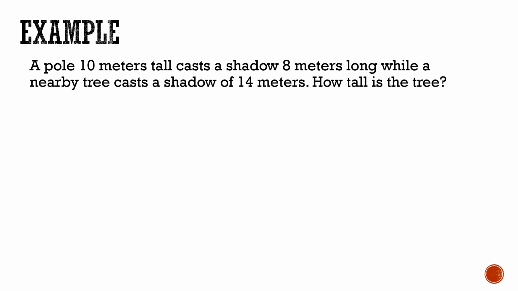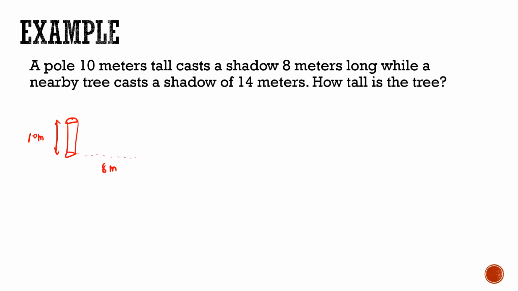A pole 10 meters tall casts a shadow 8 meters long, while a nearby tree casts a shadow of 14 meters. How tall is the tree? So let's represent the given problem. So there is a pole which casts a shadow of 8 meters long. So the measurement of the pole will be 10 meters and it casts a shadow of 8 meters.